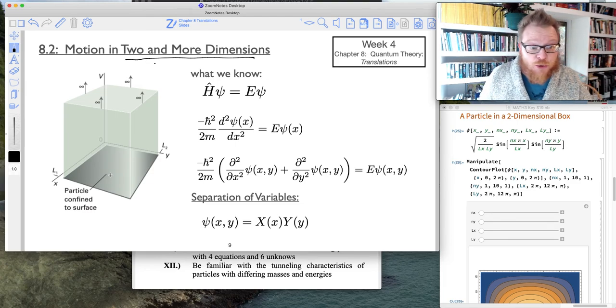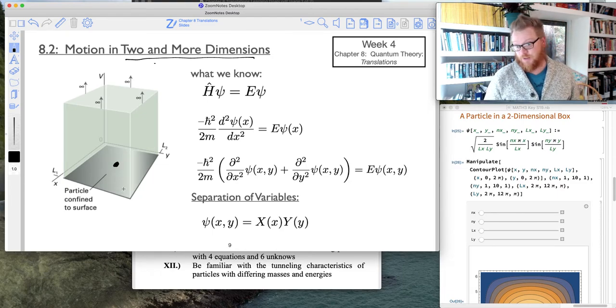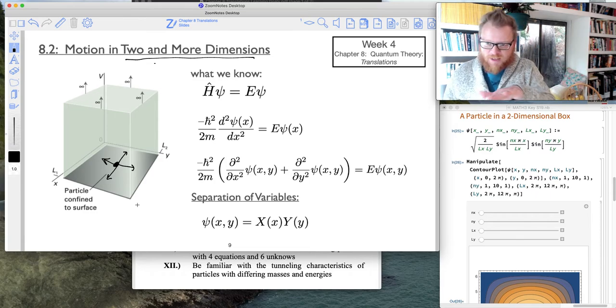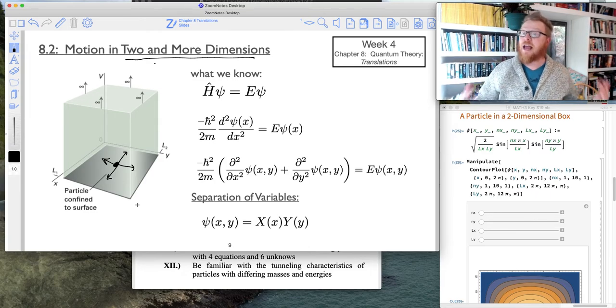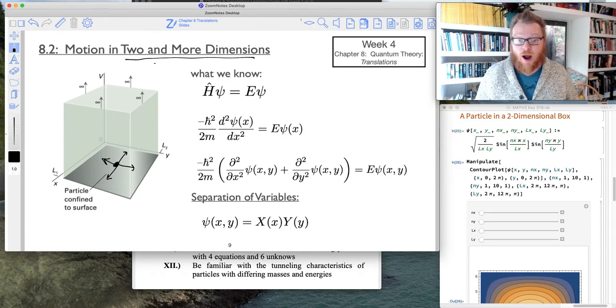So in other words, in this 2-dimensional problem, our particle is confined to this surface, okay? So it can move back and forth in this dimension or back and forth in this dimension. So it's still confined to this little surface, but all the same, we've added 1 more dimension to make this a little more realistic. And we'll see right away, this is where this problem is going to blow up. This is where it really starts to get complicated. But we can do it, okay?